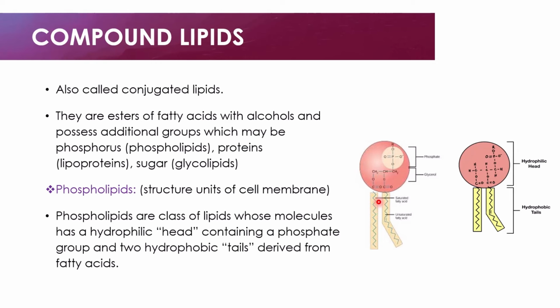What you can see over here is that one of the fatty acids is saturated and one is unsaturated. This is the structure for phospholipids, and this is the same as this. This is the hydrophilic head containing the phosphate group, and this is the hydrophobic tail containing our saturated and unsaturated fatty acids.